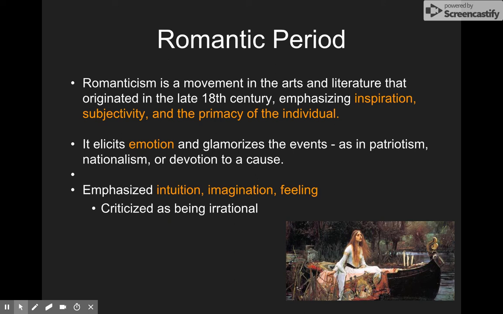They are the optimists. According to Dark Romantics, even good men and women drift towards sin and self-destruction, and there can be unintended consequences that arise from well-intended social reforms. Romanticism is a movement in the arts and literature that originated in the late 18th century, emphasizing inspiration, subjectivity, and the primacy of the individual. It elicits emotion and glamorizes events, as in patriotism, nationalism, or devotion to a cause. Romantics emphasize intuition, imagination, and feeling, and were often criticized as being irrational.